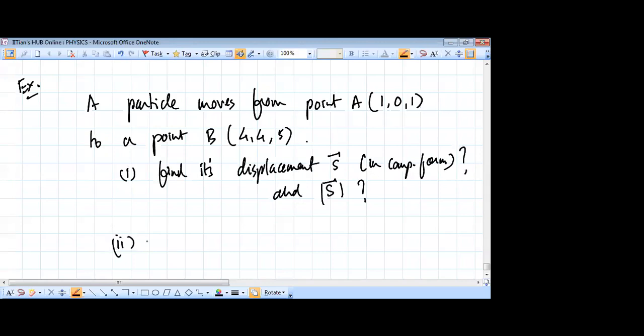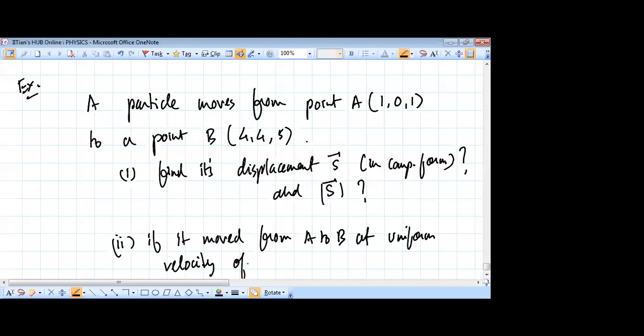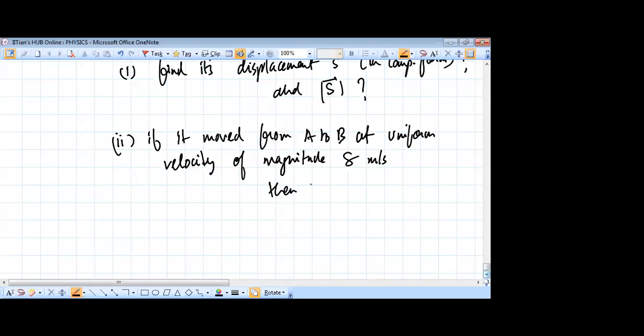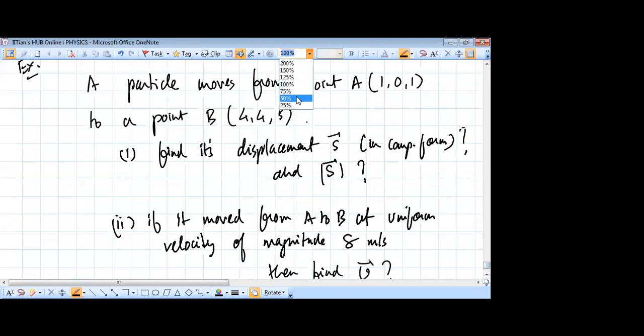Secondly, if it moved from A to B at uniform velocity of magnitude 8 meters per second, then find its velocity vector in component form. So this is a question. You take note of the question and explain how to work it out.